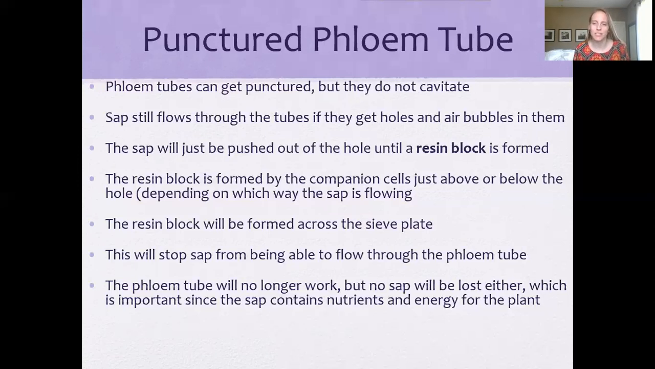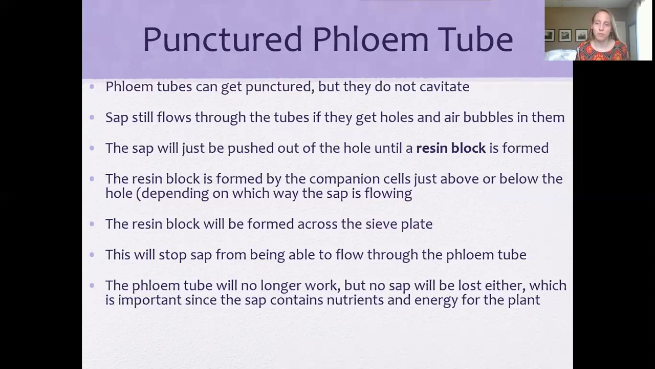And so what'll happen is the tree will form something called a resin block. A resin block is formed by the companion cells. They're the ones who control that. If the sap is flowing downwards, then a resin block will be formed directly above wherever the hole is. If the sap is flowing upwards, the resin block will be right below wherever the hole is. Either way, essentially the resin block forms across a sieve plate and blocks off that phloem tube.